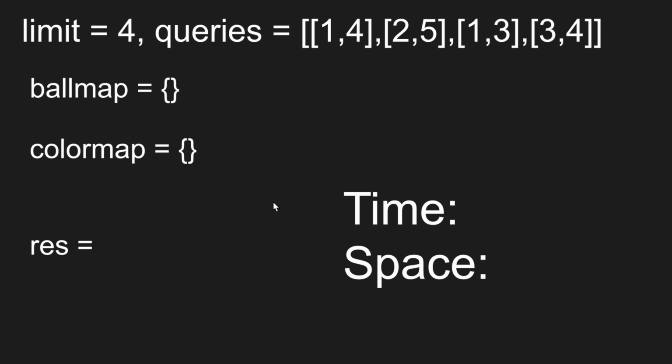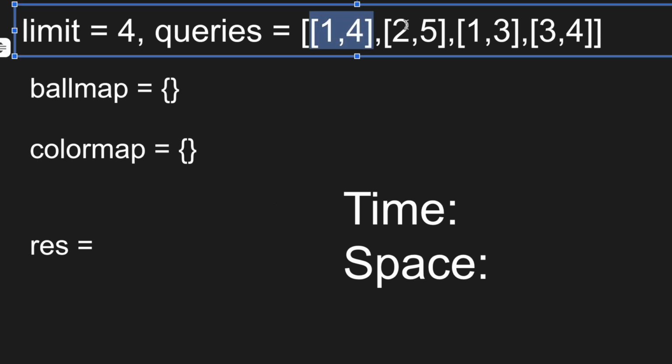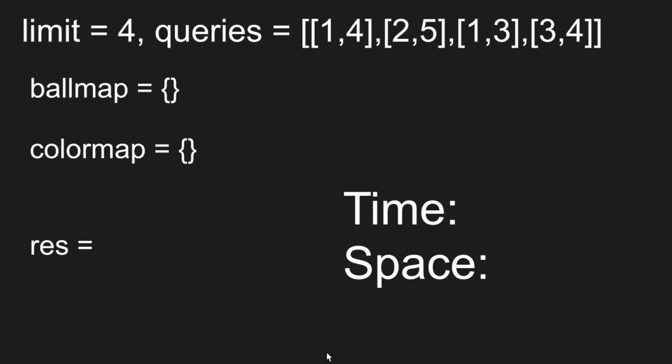I think the important part here is if we look at these 2 queries, we see that ball 1 is changing from color 4 to color 3. On the ball map, it should be pretty simple, right? The key will be 1 and the value will just change from 4 to 3. However, in the color map, we will have to delete the key 4. So we have to delete the color 4 and then add the color 3. That would be the more tricky part.